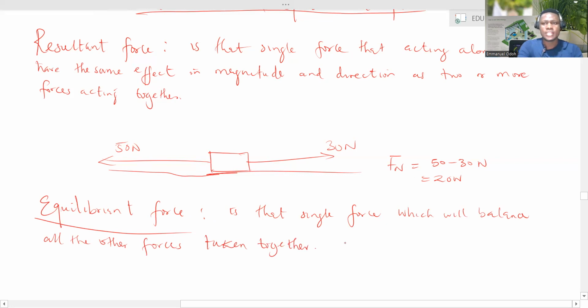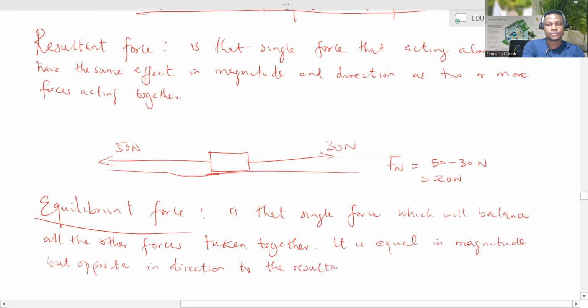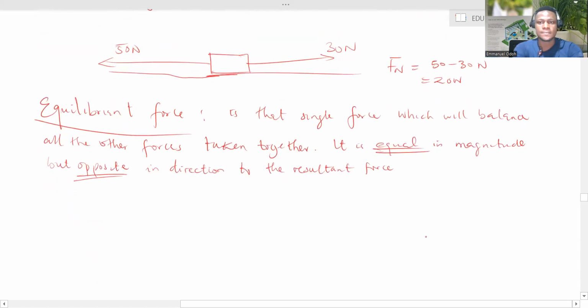And one thing you should know is that the equilibriant force is equal in magnitude but opposite in direction to our resultant force. Very, very important. It is equal in magnitude but opposite in direction to our resultant force.